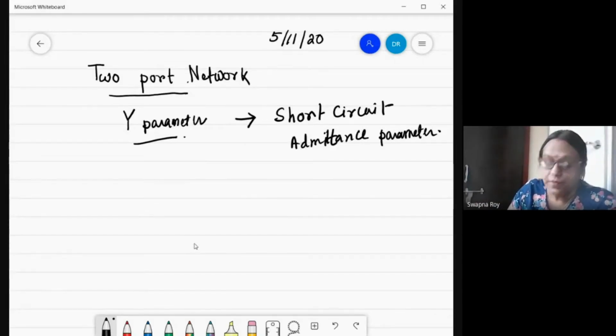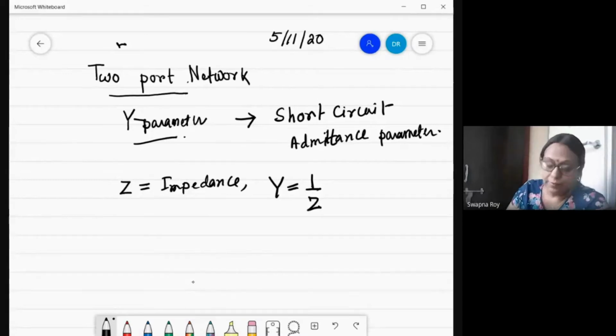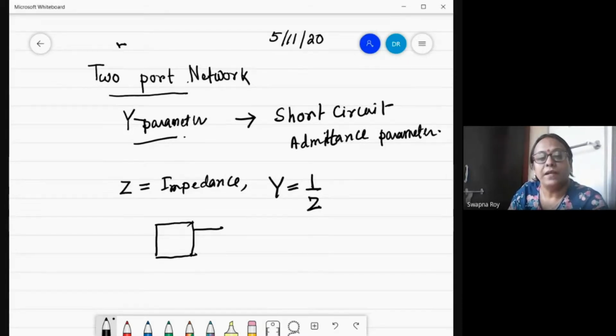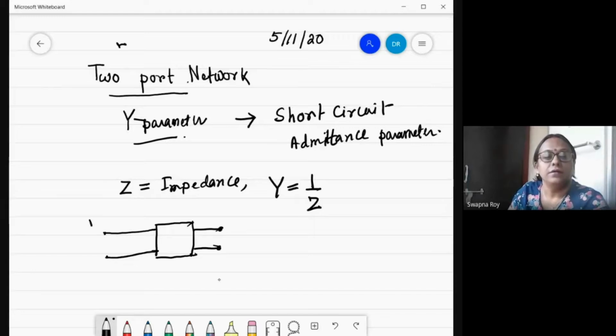So basically, we know that Z means impedance. So Y means 1 by Z, that is admittance. As I told in the last class, two-port parameter means it's a four-terminal network consisting of two input and two output. Yes, right. Two input port, two output port.